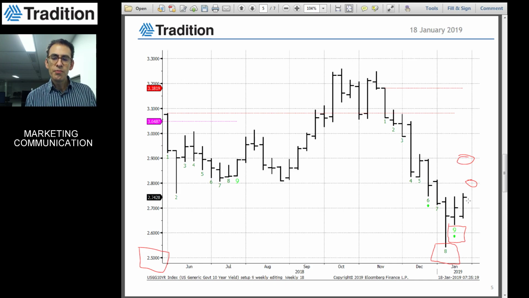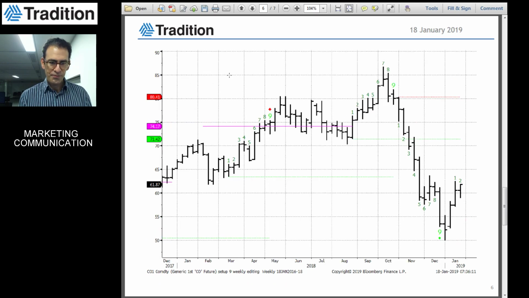If we have a new pullback, which is not ruled out in the short term, I don't think yields will be able to break below 2.5. So overall, possible start of a mean reversion process after an extended decline in Q4 on US 10-year bond yields. So a pretty cautious call on US bonds.